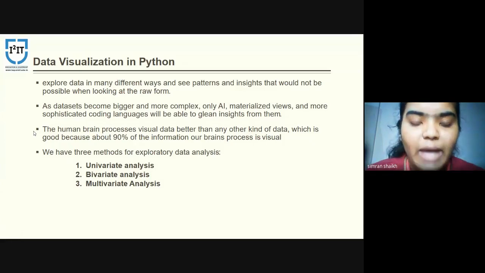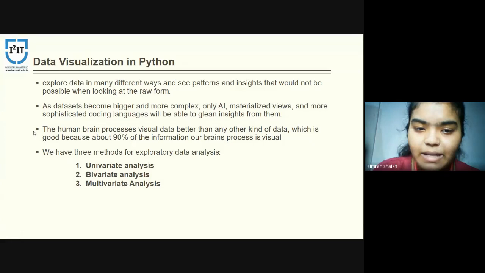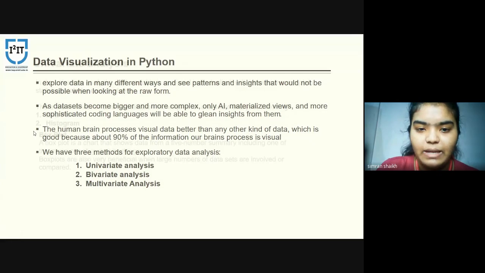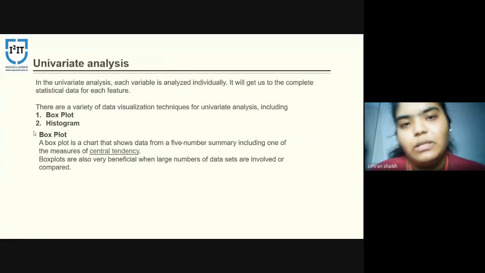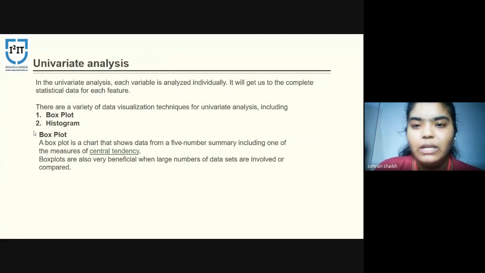Now, we have three methods for data analysis. The first is univariate analysis. The second is bivariate analysis, and then multivariate analysis. Let's go deeper. Univariate analysis, as the name suggests, means each and every variable is analyzed individually, because it gets the complete statistical data for featuring.